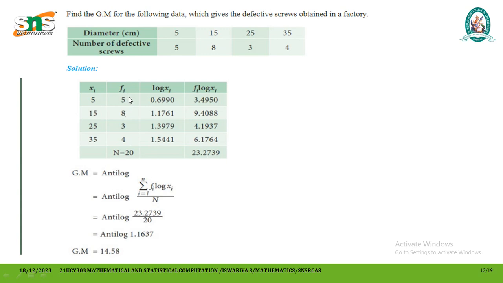Summation f means we have to add all the f values. I get an answer as 20. Substitute both values in the formula. So for the simplification, I get an answer of 14.58 as the geometric mean.